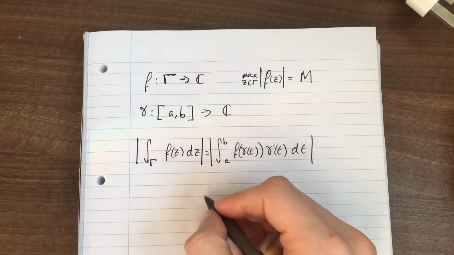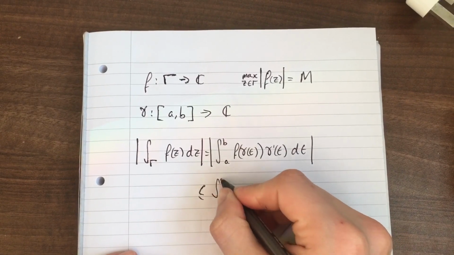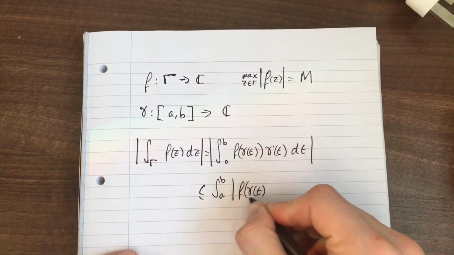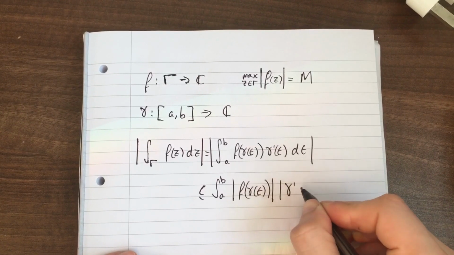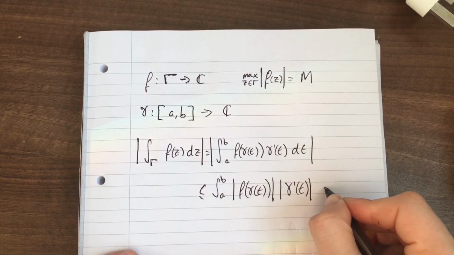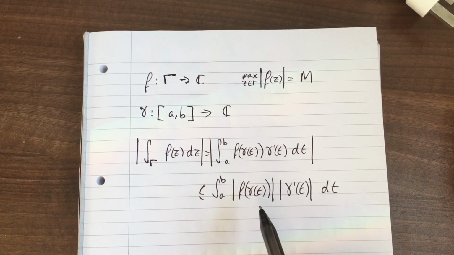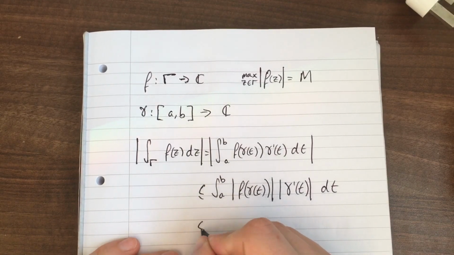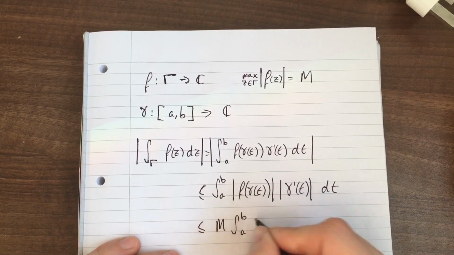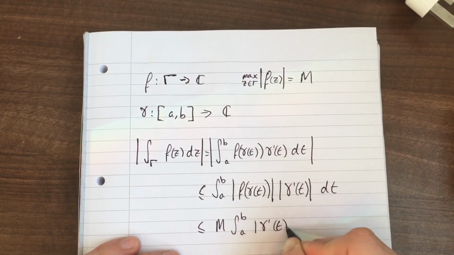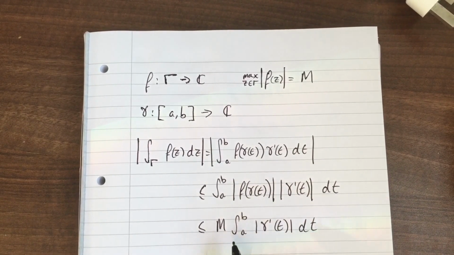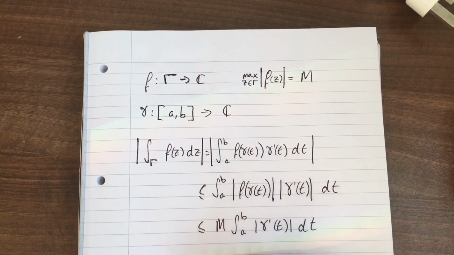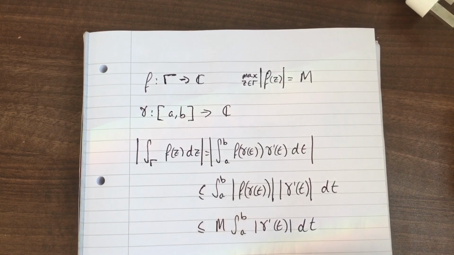And using the triangle inequality that we just proved, we say that's less than or equal to the integral from a to b of the absolute value of f of gamma of t times the absolute value of gamma dash of t, all dt. And so from earlier, we know that gamma of t, because it's on gamma, is going to give us this whole thing being less than or equal to M times the integral from a to b of the absolute value of gamma dash of t dt. And if you know how arc lengths work and how the length of a curve works, you can actually see that this is equal to ML, where L equals the length of gamma.